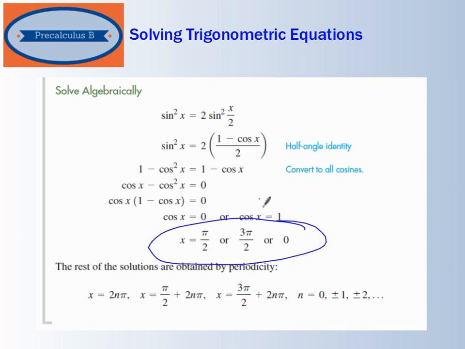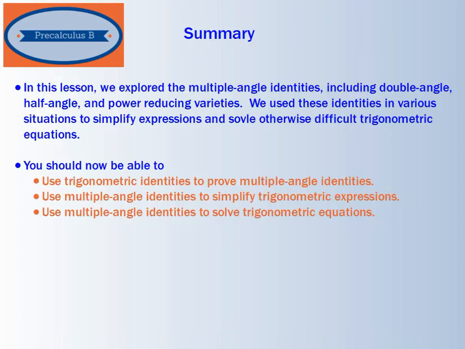So in this lesson, we explored the multiple angle identities, including double angle, half angle, and power reducing varieties. We used these identities in various situations, and we simplified expressions and solved otherwise difficult trigonometric equations. So you should be able to do those things. You should be able to use those identities to prove multiple angle identities. You should then be able to use the multiple angle identities to simplify or solve trigonometric equations.